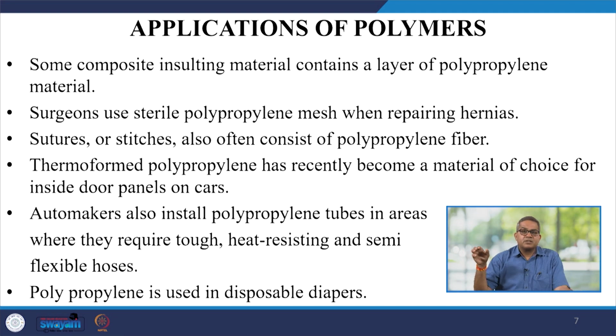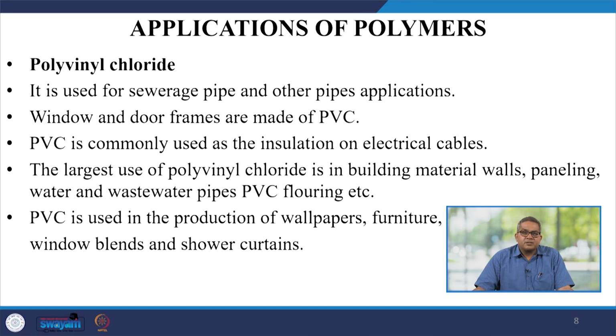Some composite insulating materials contain a layer of polypropylene material. In medical applications, surgeons use sterile polypropylene mesh when repairing hernias, and sutures or stitches also consist of polypropylene fibers. Thermoformed polypropylene has recently become a material of choice for inside door panels on cars. Automakers also install polypropylene tubes in areas where they require tough, heat-resistant and semi-flexible hoses. Polypropylene is also used in disposable diapers.